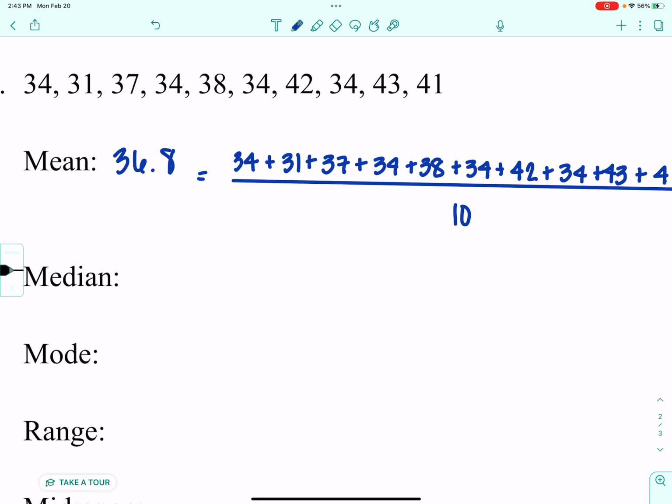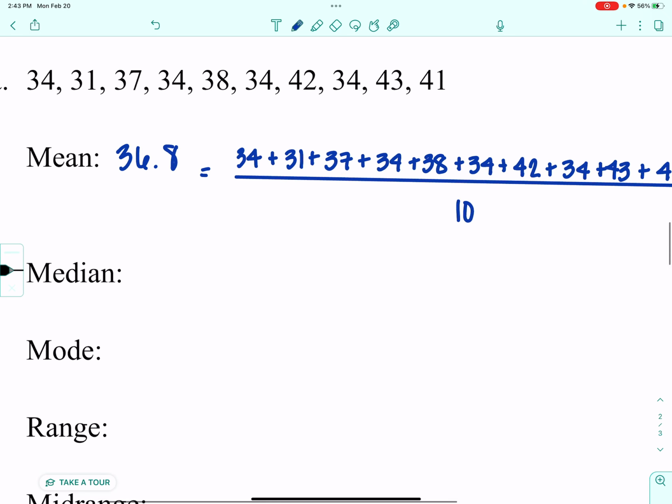To find the median, we're going to take our data list and start by writing it in order. So I want to make sure I get them all. It looks like our smallest value is a 31. I like to mark them out as I go so I know if I've left somebody out or not. I have 1, 2, 3, 4 34s.